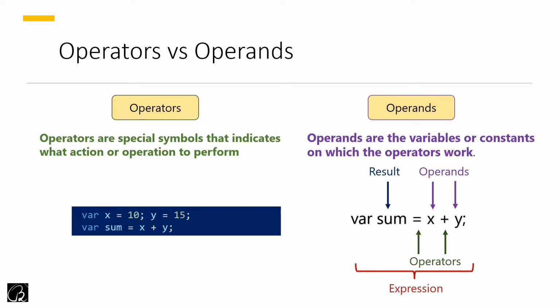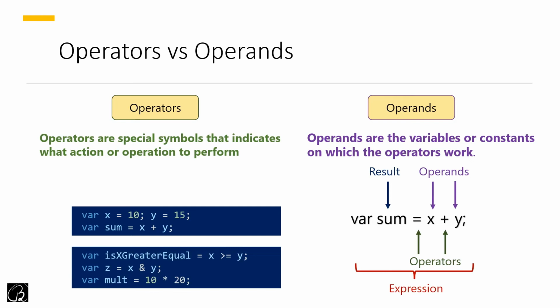In the other example also we have 2 operands, that is x and y. These 2 are variables. But in the case of multiplication, we have constants, that are also operands, that is 10 and 20. You should know about this concept before diving in.